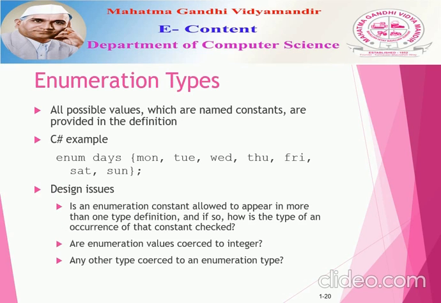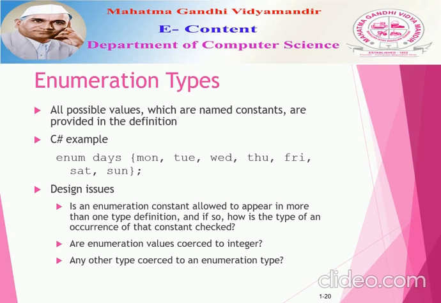Then we are going to move further, that is enumeration types. All possible values, which are named constants, are provided in the definition. A C# example is there: enum Days, Monday, Tuesday, Wednesday, Thursday, Friday, Saturday, Sunday. Okay, so this is the enumeration type example. It is one in which all the possible values become symbolic constants. Okay, these are the symbolic constants.